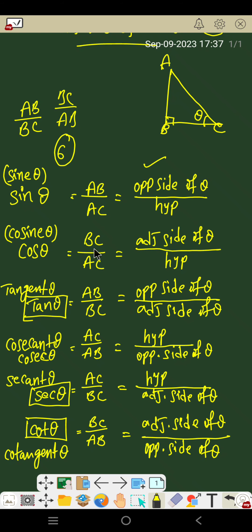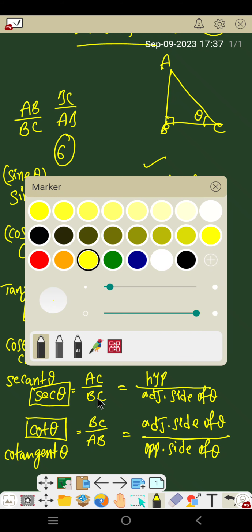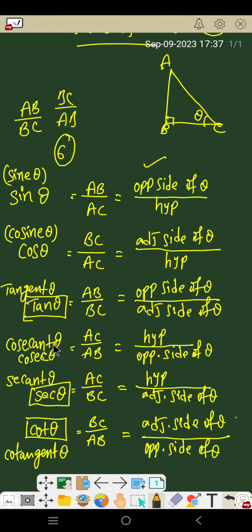If you observe here, the fourth one, cosecant theta, is the reciprocal of this one. Sin theta is what? Opposite by hypotenuse. Cosecant, what? Hypotenuse by opposite. That means cosecant theta is the reciprocal of sin theta. Is it clear now? Cosecant theta is the reciprocal of sin theta.